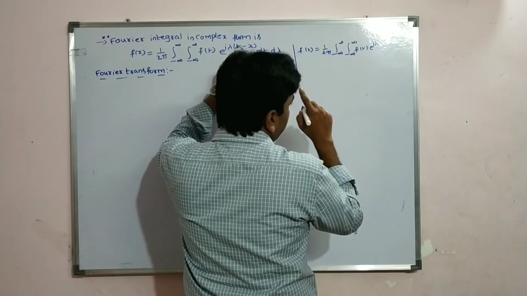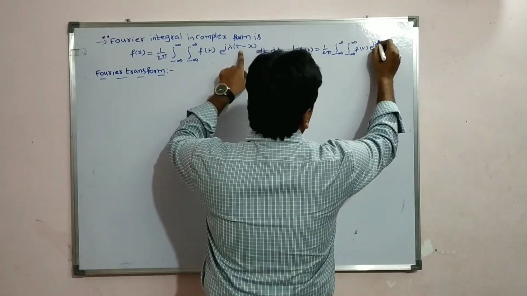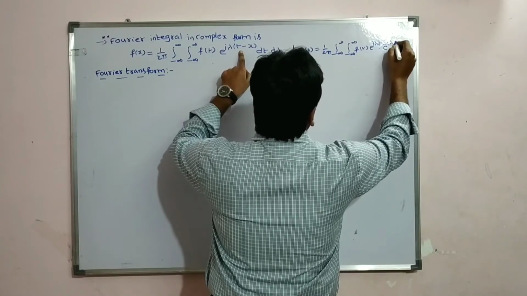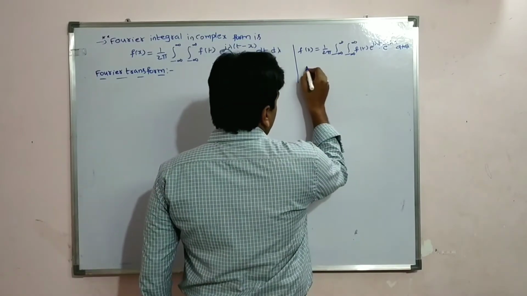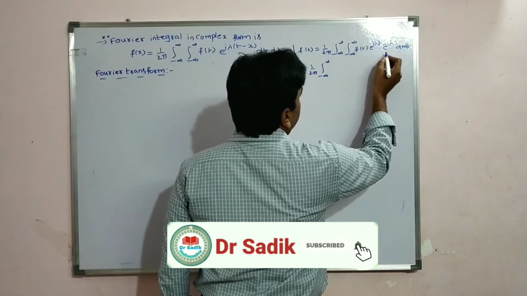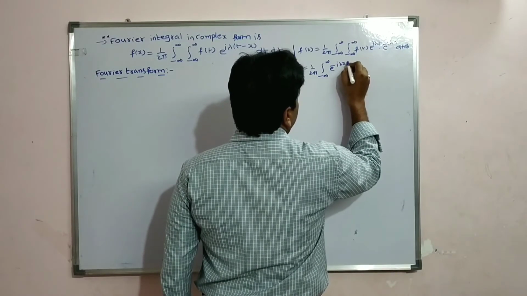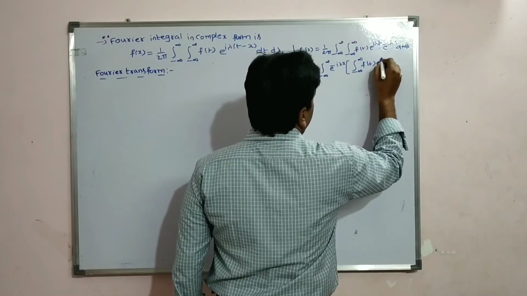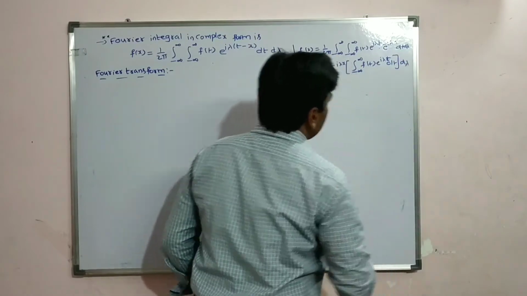This is like a power m minus n, students. So a power m into a power minus n. So e power i lambda t into e power i lambda minus x, so minus x, into dt d lambda. So 1 by 2 pi integral minus infinity to infinity, integral minus infinity to infinity, e power minus i lambda x, integral minus infinity to infinity f of t e power i lambda t dt d lambda.